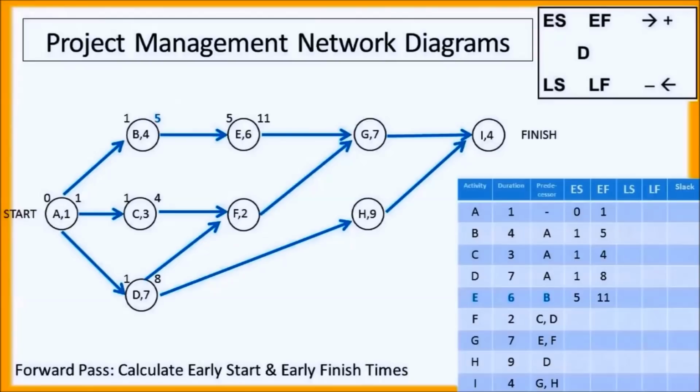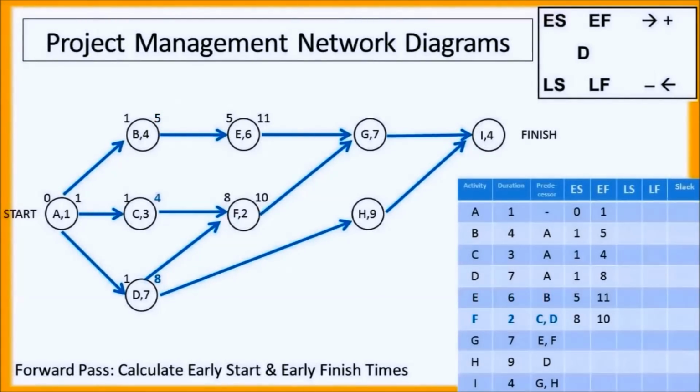Task E only has one predecessor, and that is task B. So task E can be started once task B is complete. The earliest task B can be completed is at time equals to 5. So at that point, task E can be started. Task E has a duration of 6, and so the earliest task E will be finished is at time 11. That's 5 plus 6 equals 11.